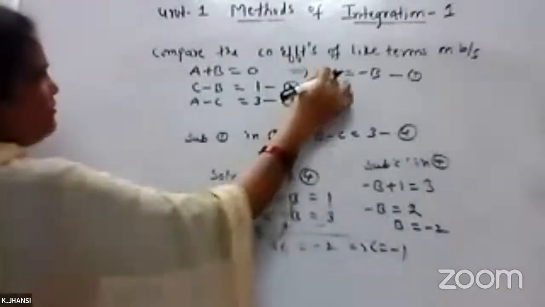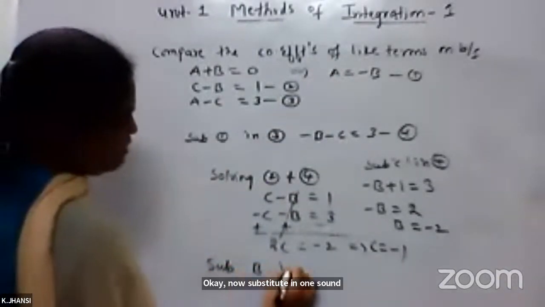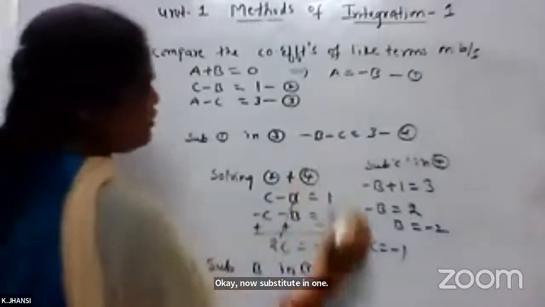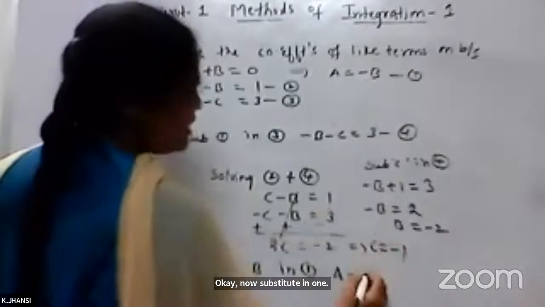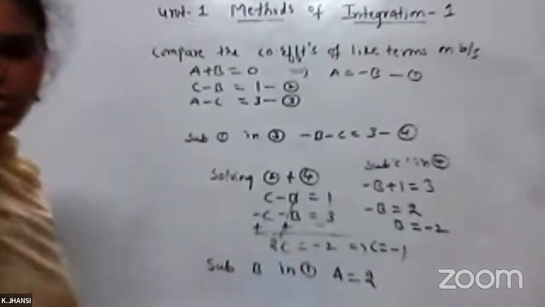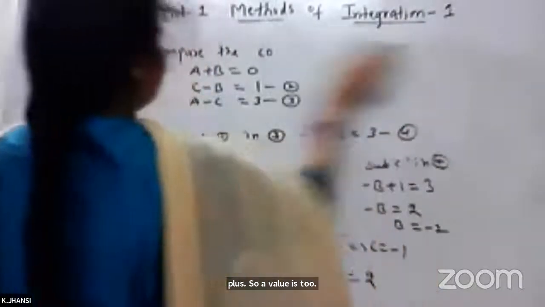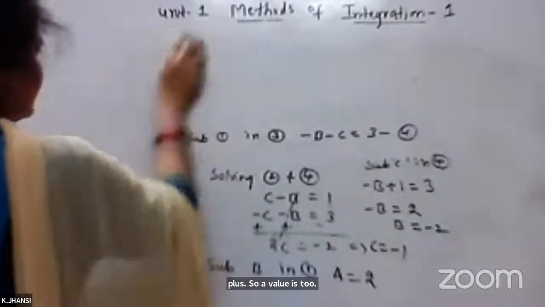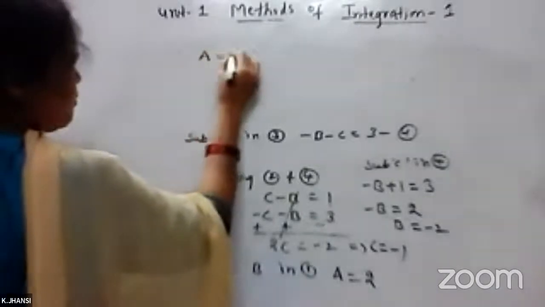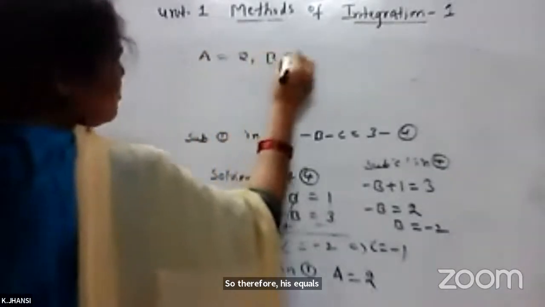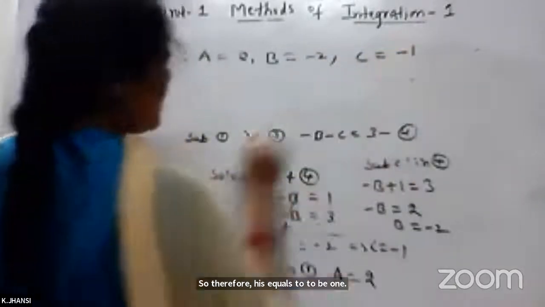Now substitute in 1. Substitute B in 1. Then what you will get? A is equals to -(-2), minus of minus is plus 2. So A value is 2. You can write here. So therefore A is equals to 2, B equals to -2, C equals to -1.